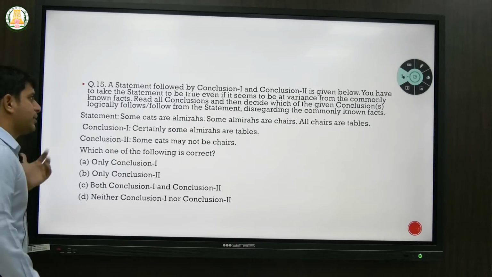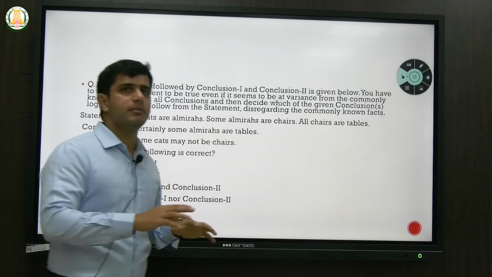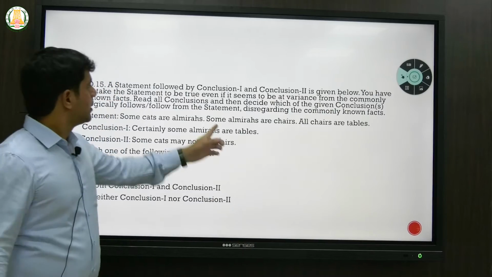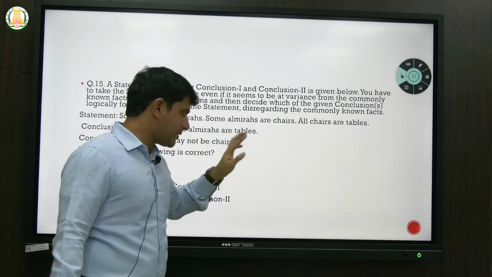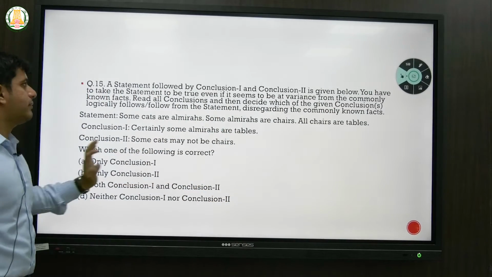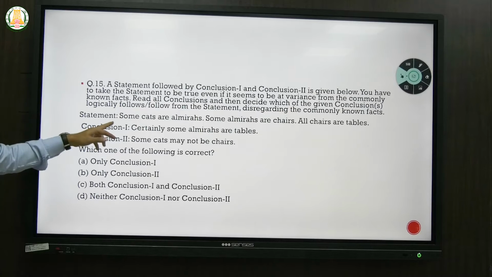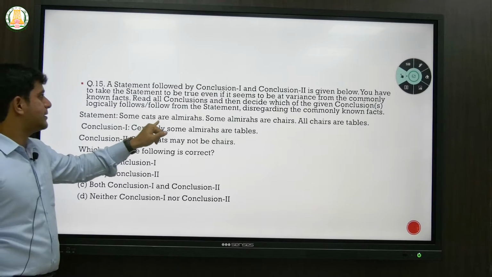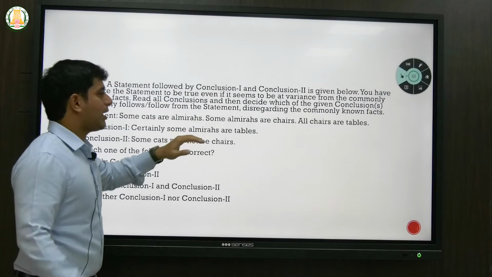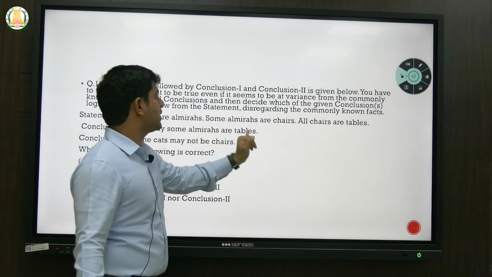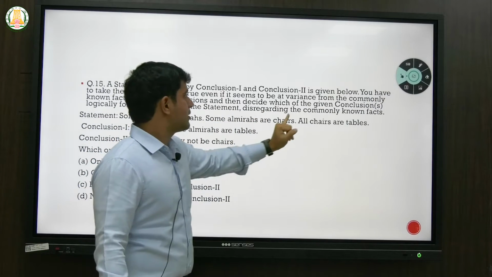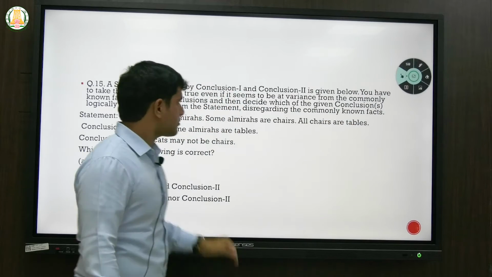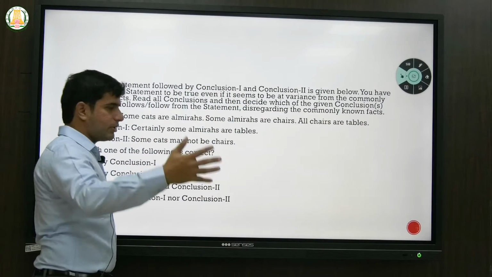So we have just seen one question with respect to Venn diagram and the logical conclusion. This is another example of the same model, everything is the same, just a different version of it. So what does the statement say? Some cats are almiras. Some almira is a cupboard type. Some almiras are chairs and some chairs are tables. So again, you also try along with me.